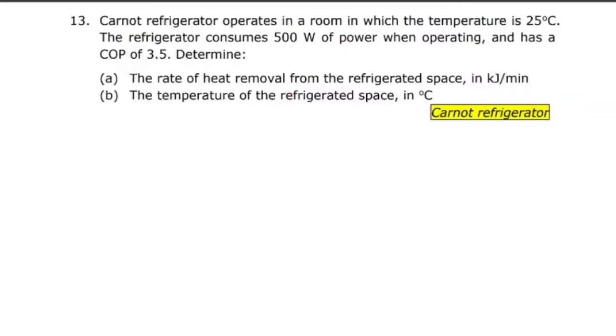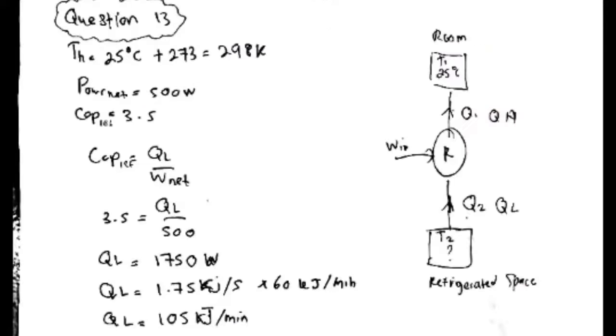For question 13, a Carnot refrigerator operates in a room in which the temperature is 25 Celsius. The refrigerator consumes 500 watts of power when operating and has a COP of 3.5. Determine A, the rate of heat removal from the refrigerated space in kilojoule per minute, and B, the temperature of the refrigerated space in Celsius.